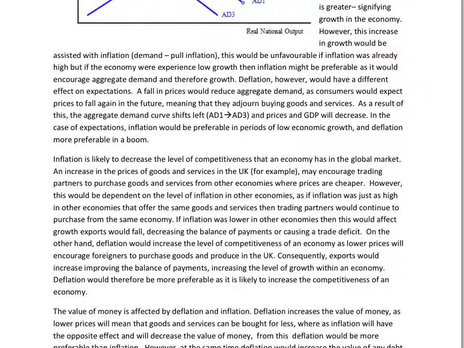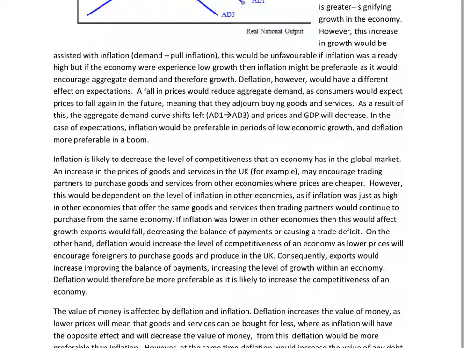So this bit here is okay. This is evaluation. Basically AD going to the right is bad if we've already got inflation, but if previously we were in a slump, then a little bit of an AD increase and a little bit of inflation might be okay. So to make that really good and get lots of marks, I might have started with 'to evaluate', just to signal to the examiner that I was doing some evaluation.